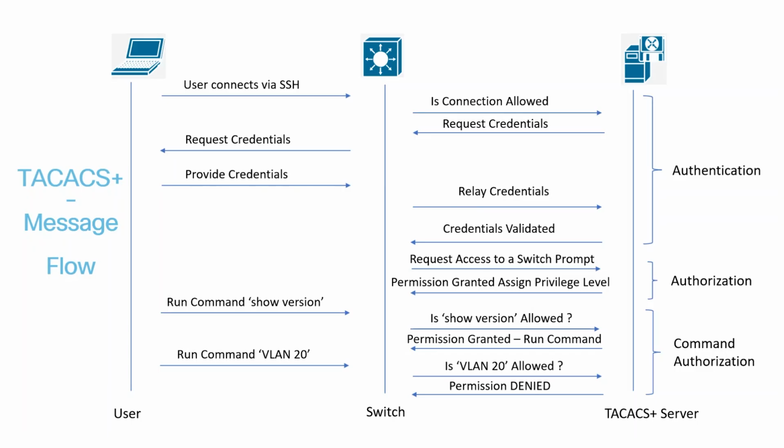A user connects to a switch using SSH. The switch establishes a TCP handshake with the TACACS Plus server, authenticates itself, and authenticates the TACACS Plus server. The server then checks policies to determine if the connection is allowed and sends a challenge string to prompt the user for credentials. The switch relays those credentials to the server. If the credentials are valid, authorization follows. If not, the user is prompted again.